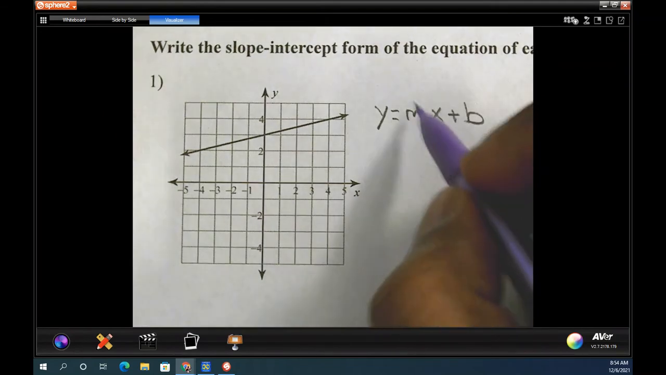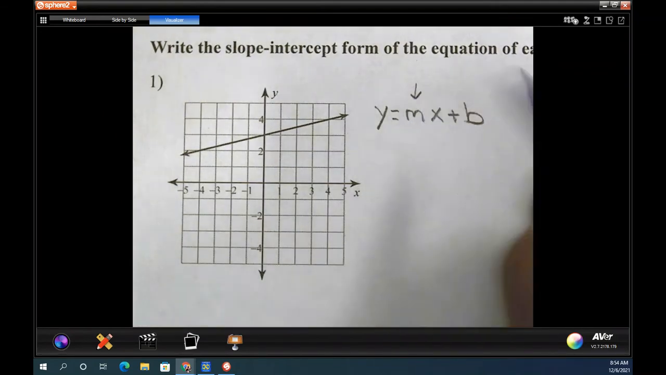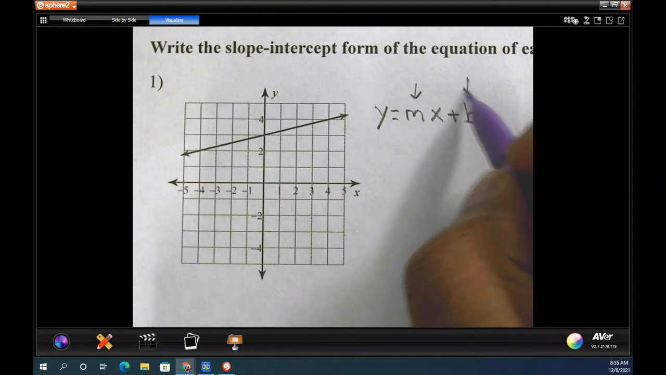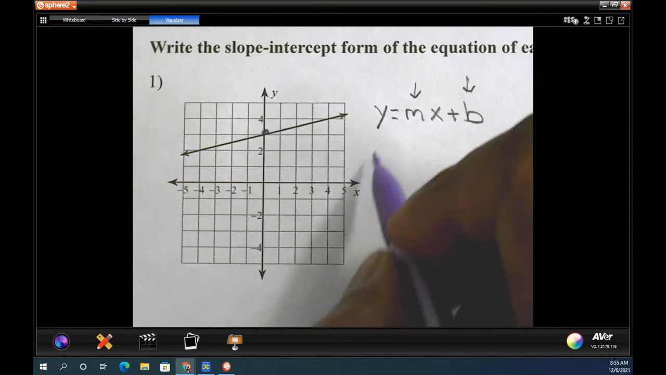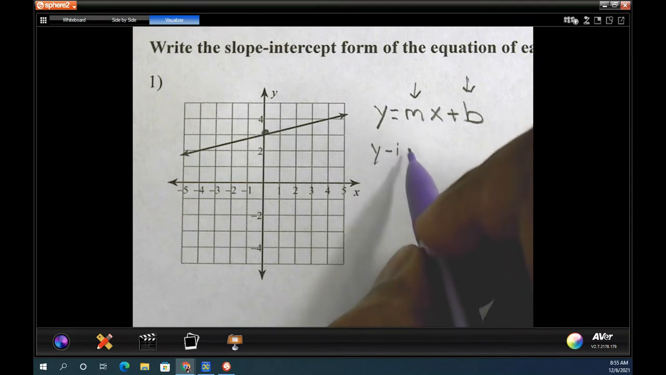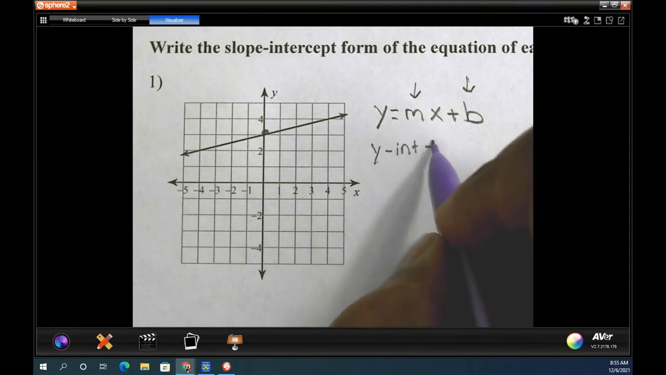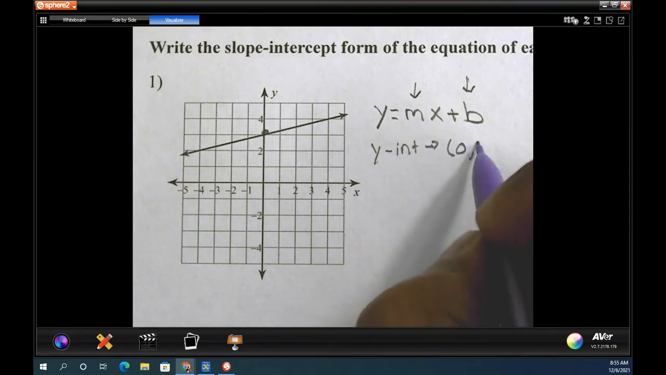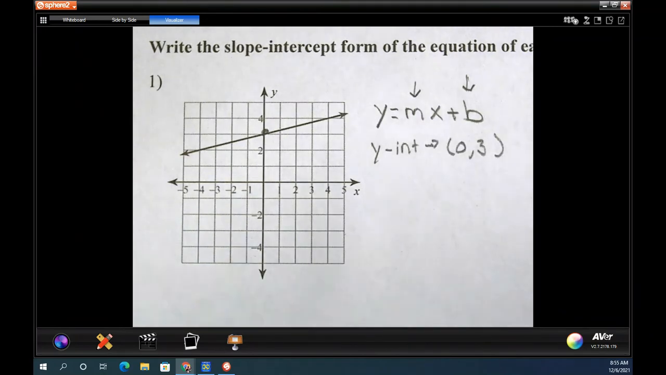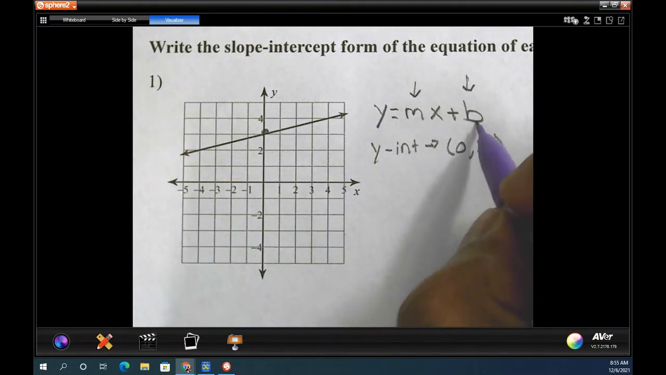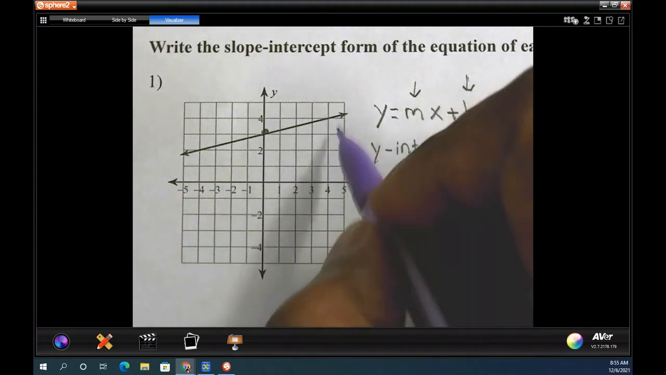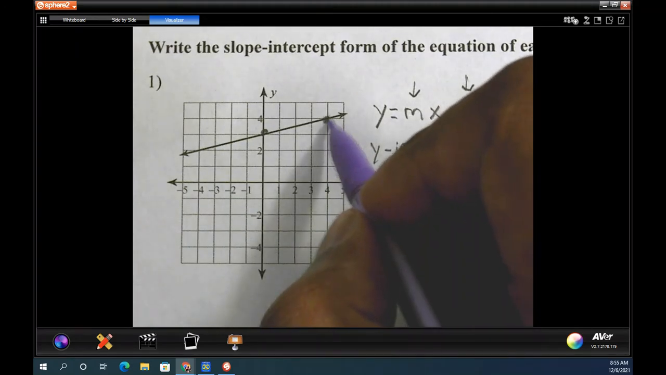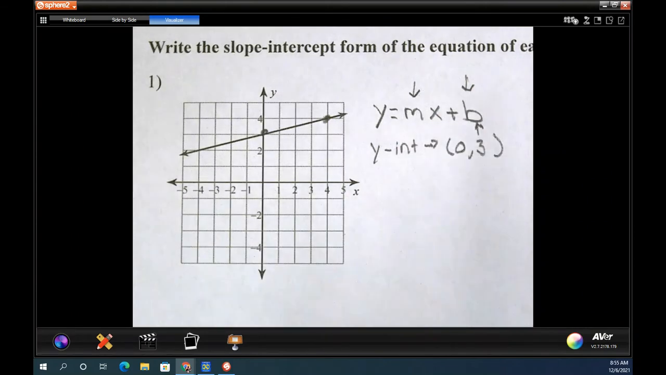So what's M? So you need the slope and you need the what? You're always going to get the y-intercept. Here's the y-intercept. The y-intercept is at (0, 3). So there's our b right there. Now to find the slope, all we need is one other point. It goes exactly through that point right there.